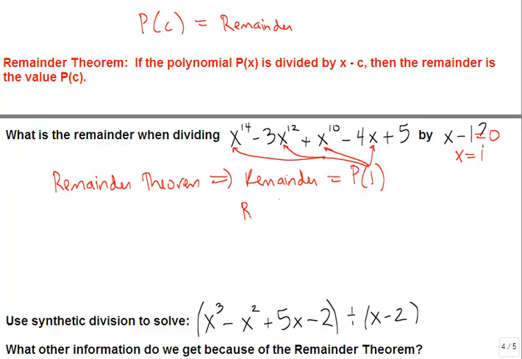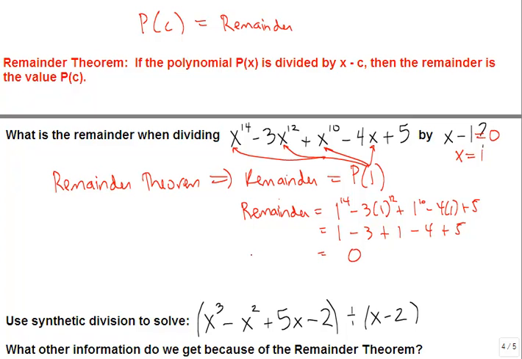So according to my remainder theorem, the remainder is just going to be 1 to the 14th minus 3 times 1 to the 12th plus 1 to the 10th minus 4 times 1 plus 5. And that's just 1 minus 3 plus 1 minus 4 plus 5. I'm going to get a negative 2 plus a 1 is a negative 1. Negative 1 and a negative 4 is a negative 5. Negative 5 plus 5 is 0. So after all that, my remainder will just be 0. And that's good news because that means x minus 1 divides into this polynomial evenly because we had no remainder.